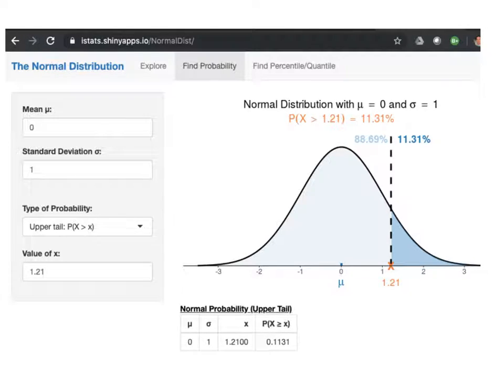To have this match the table, I'm using the standard normal distribution, which is the distribution with a mean of 0, 0 in the middle, and standard deviation 1, meaning every tick mark is 1 unit. And just like I tried to draw, you can draw a vertical line at 1.21, that's the z-score for high blood pressure, and shade to the right by setting the upper tail probability with an x value of 1.21.